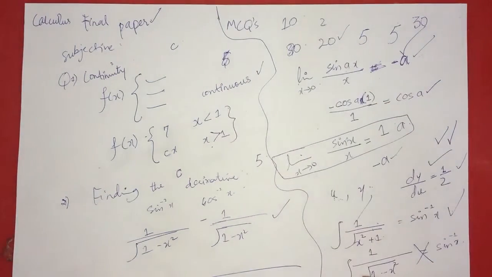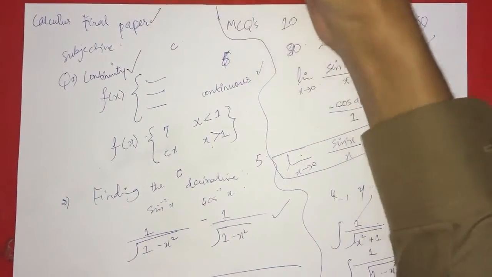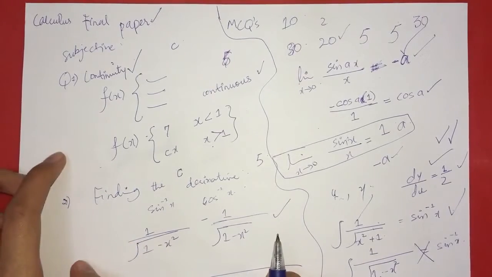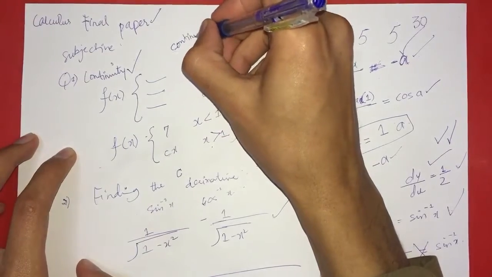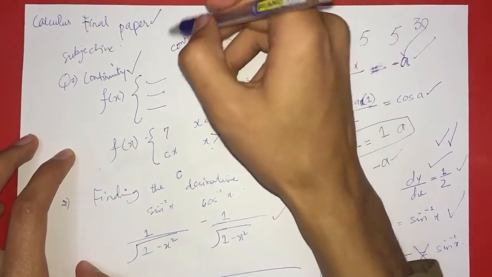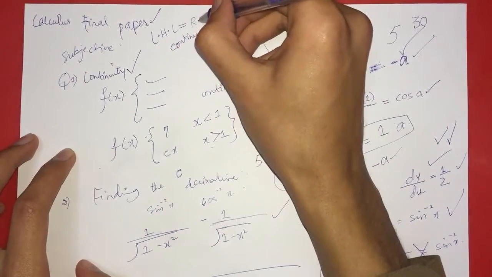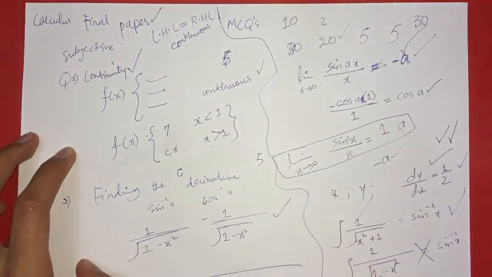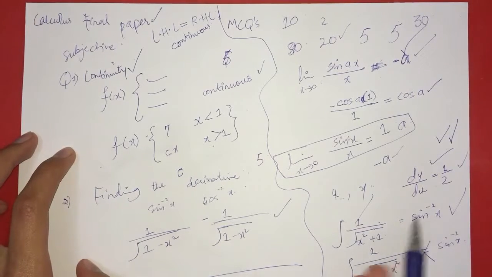Now coming towards the subjective part. In the first question, you had to find the continuity of a function. Whenever a function is continuous, the left hand limit, the LHL, should always be equal to the right hand limit, because when x approaches the value from the left side, it has got to equal the limit when x approaches the value from the right side.